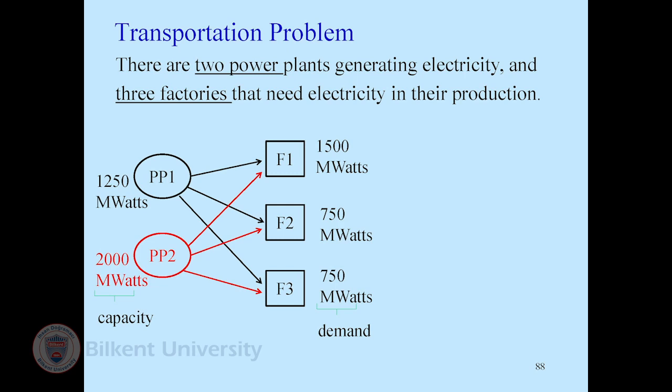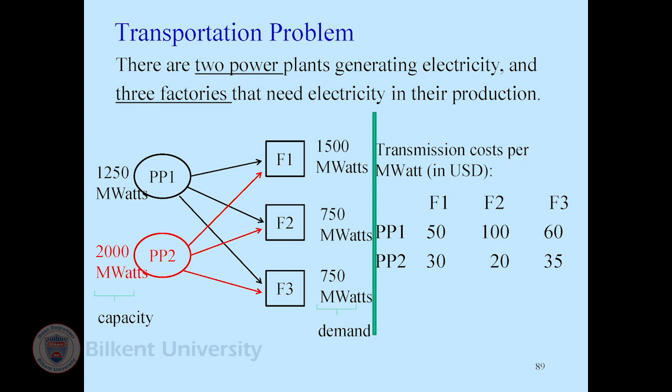My factories, each one requires a different amount, and the required amounts are written on there. So I have two plants, three factories. Apparently, I'm going to send the electricity from these power plants to those factories, right? But of course, I need a metric. What am I going to optimize? What is my performance measure? It's coming.